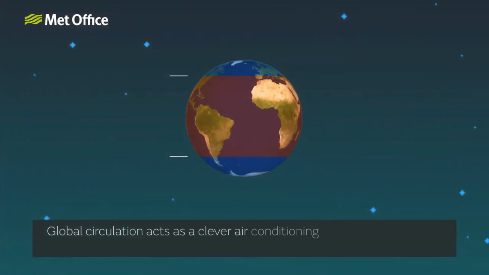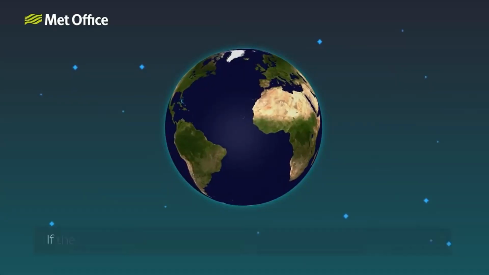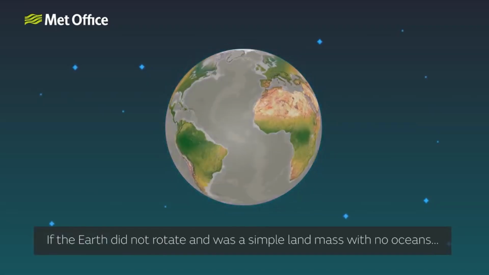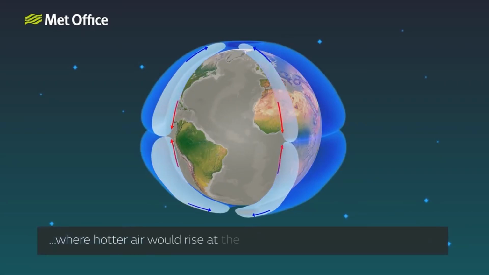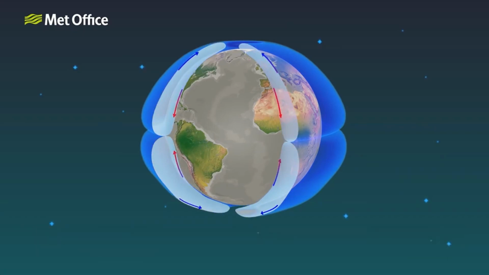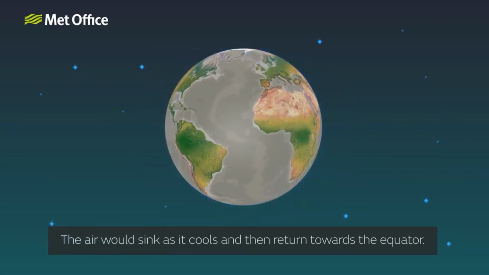Global circulation acts as a clever air conditioning system, redistributing the heat, stopping the equator becoming hotter and hotter and the poles becoming colder and colder. If the Earth did not rotate and was a simple landmass with no oceans, we would have a single circulatory cell in each hemisphere, where hotter air would rise at the equator and flow toward the poles. The air would sink as it cools and then return towards the equator.